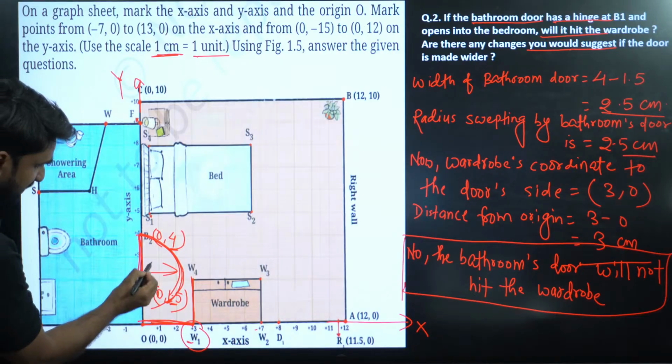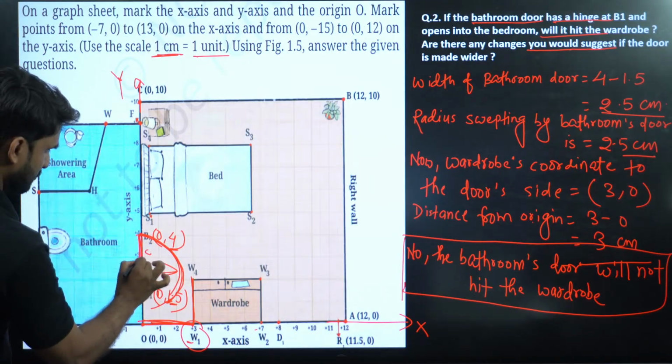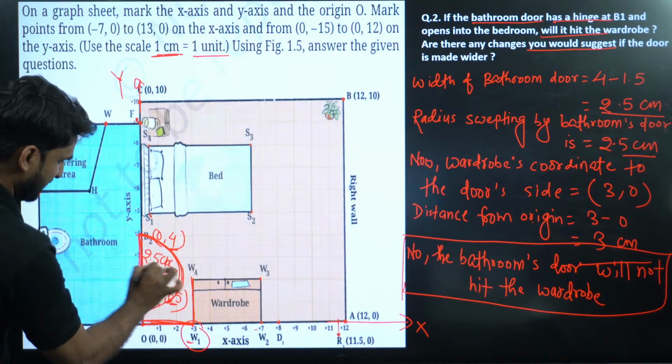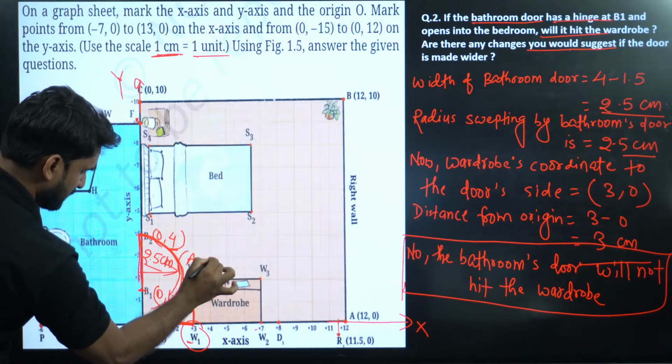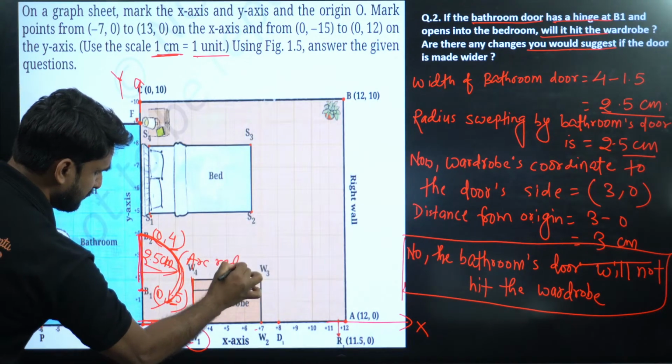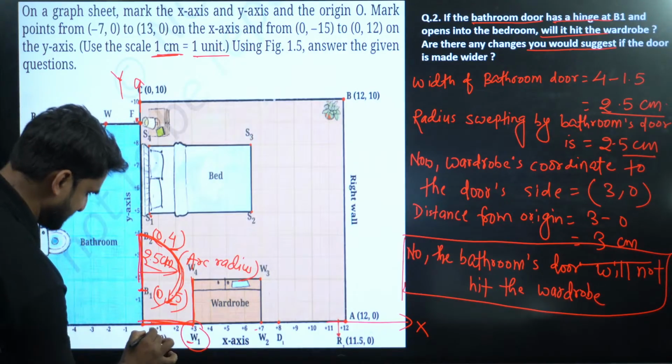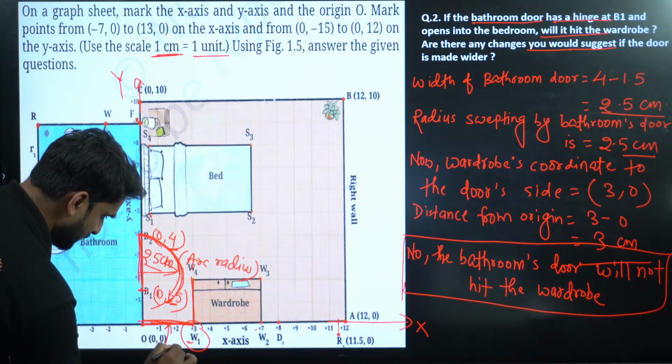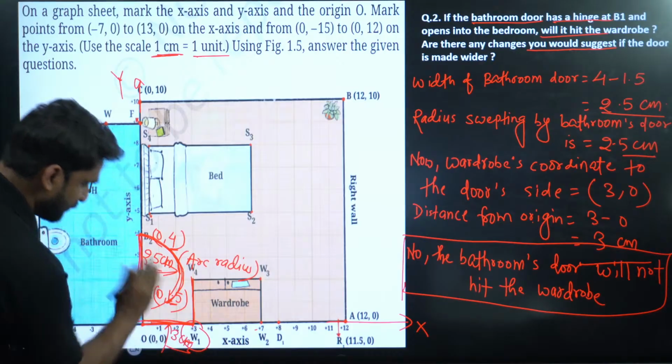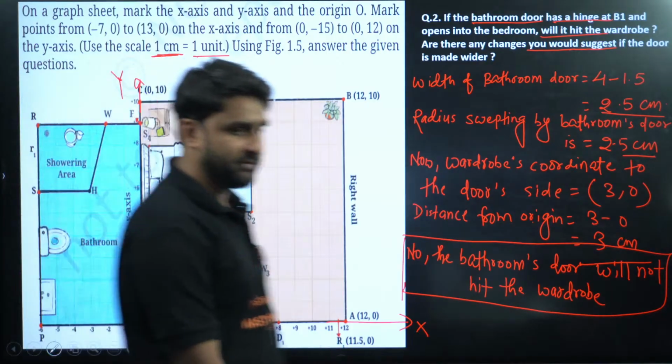So this is here 2.5 centimeter arc radius, right? And this distance is what? 3 centimeter. So the door can comfortably open and close.